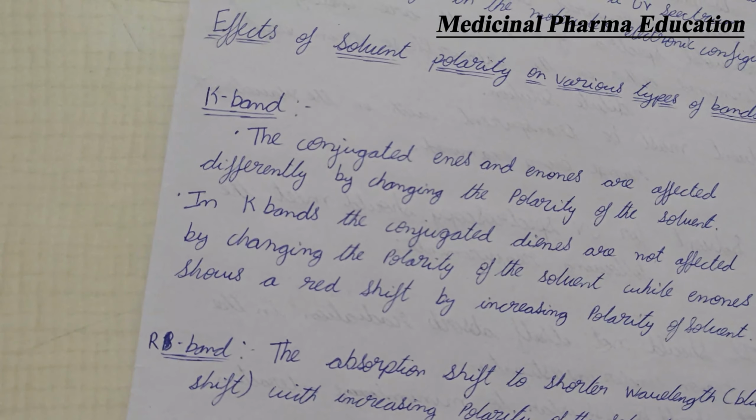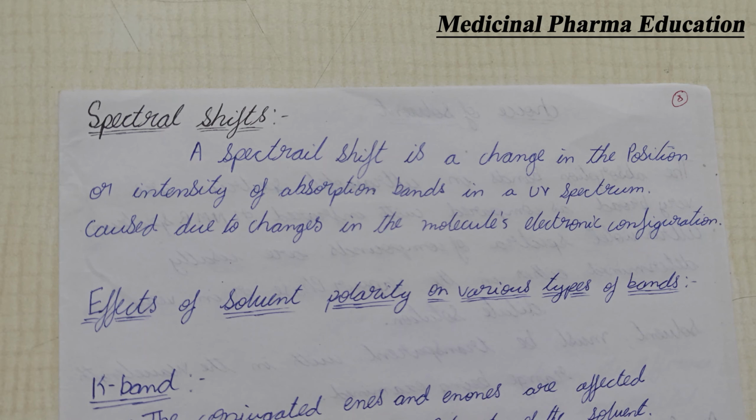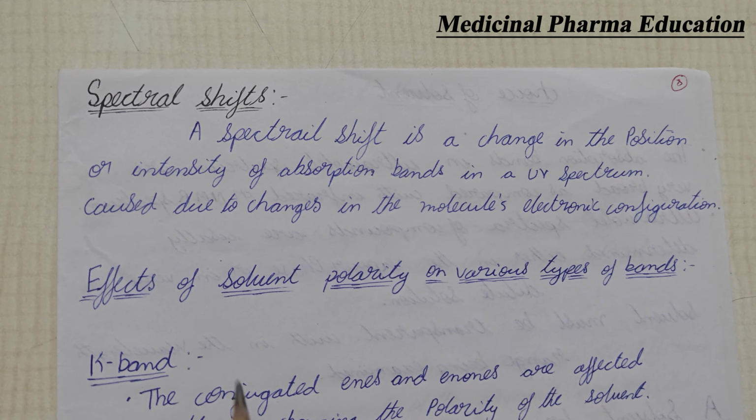Firstly, we will discuss what is meant by spectral shift. It is not important from an exam point of view, but for viva or for knowledge purposes you have to study this. They may ask or not, but it is included in your portion in UV spectroscopy. These are the topics included. We'll start with the definition.